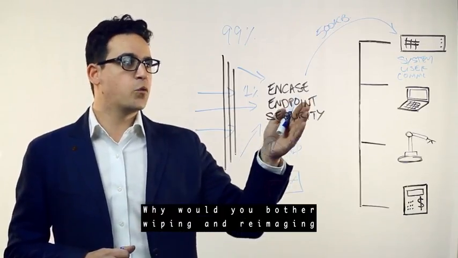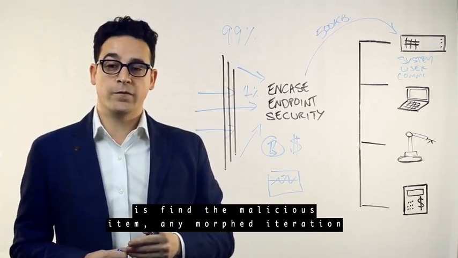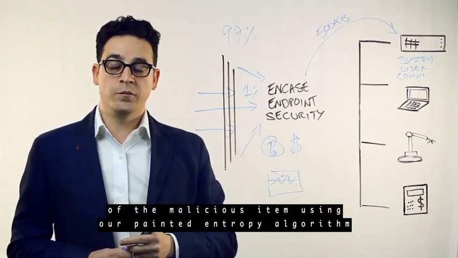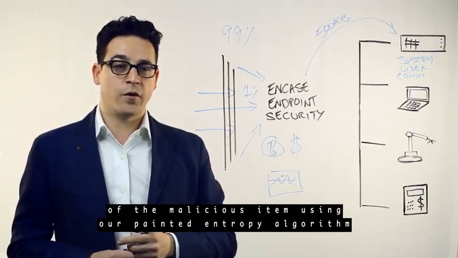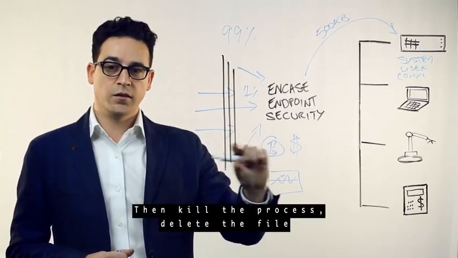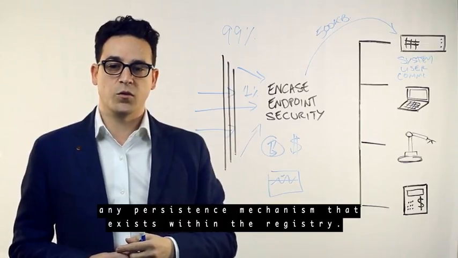Why would you bother wiping and re-imaging a set of multiple systems when in fact what you can do is find the malicious item, any morphed iteration of the malicious item using our patented entropy algorithm across every single endpoint, then kill the process, delete the file that created that process, and delete any persistence mechanism that exists within the registry.